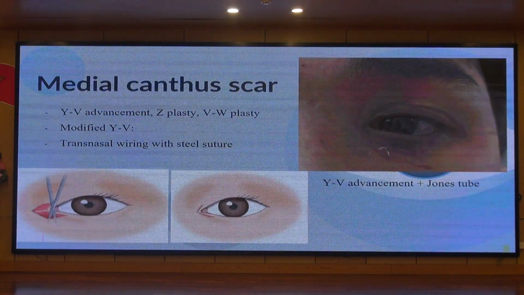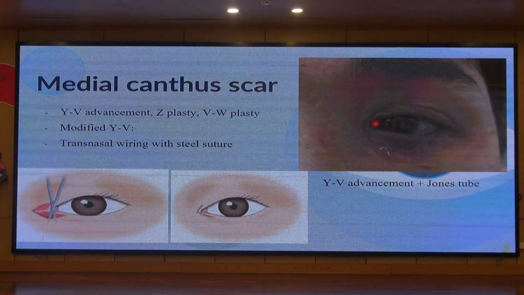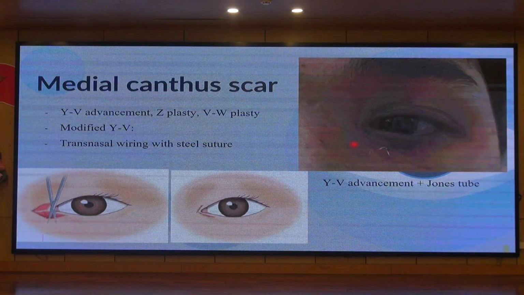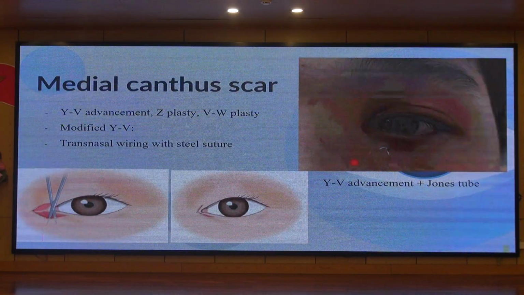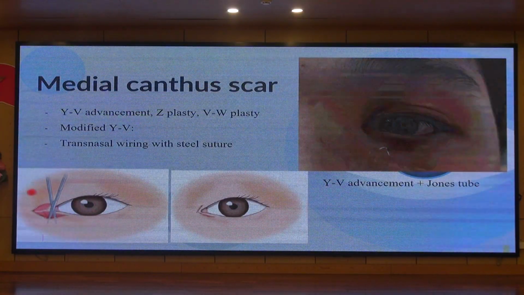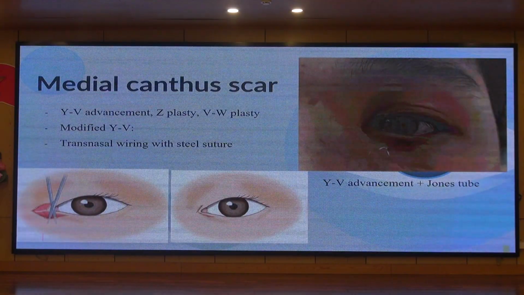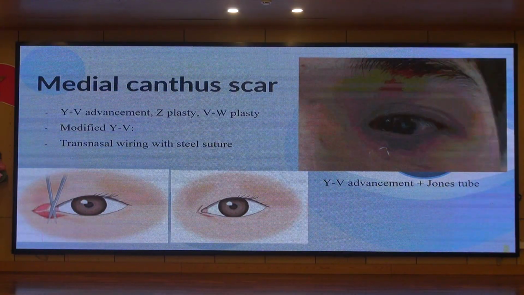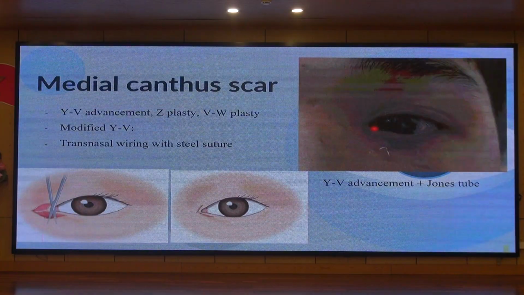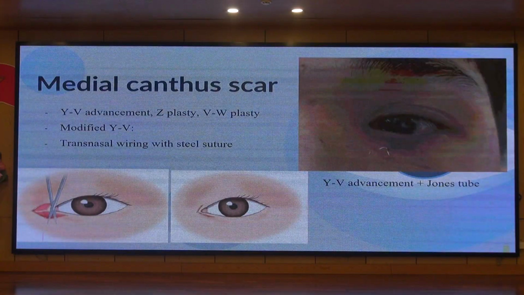Sometimes in the medical cases, we have to do a Y-to-V advancement or a Pax Z-plasty or V-to-W plasty, or sometimes a modified Y-to-V like this. We just cut out a half circle, and then we just close it like this. Or in severe cases, we have to do a transnasal wiring with steel suture. So this patient had a Y-to-V advancement and a Jaeger strip too, because he has a canalicular laceration.